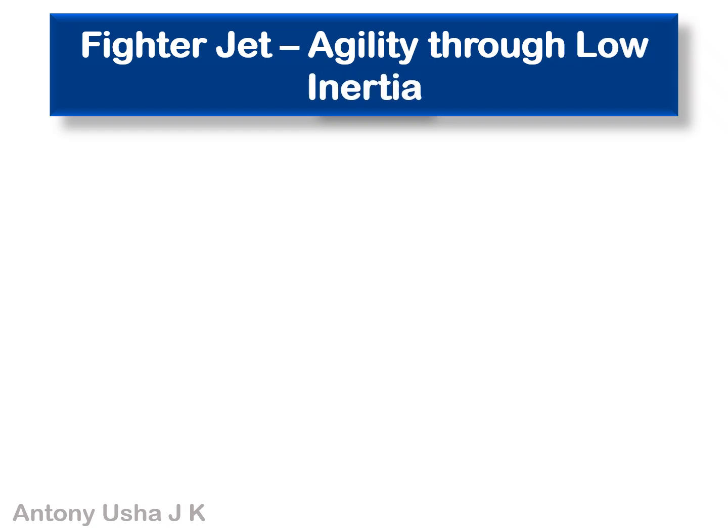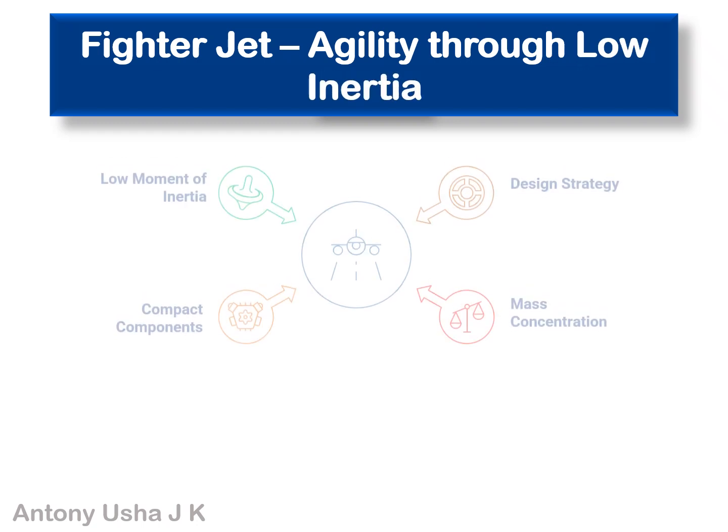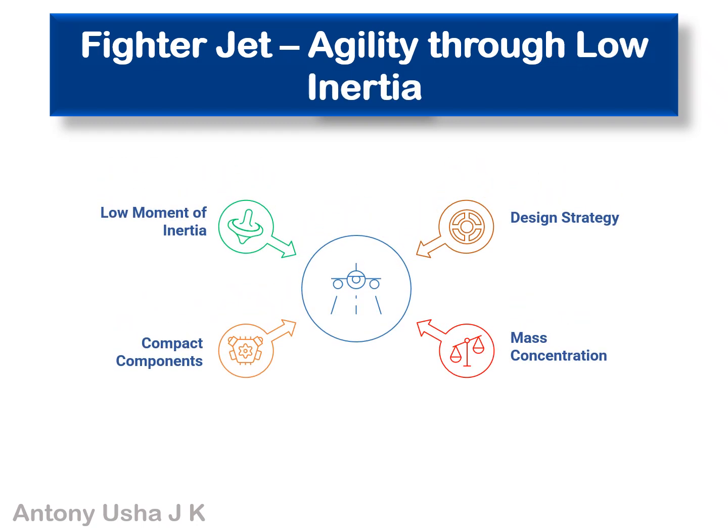Again, the same example, the fighter jet. Agility through low inertia. The factors which affect the agility through low inertia in fighter jets are low moment of inertia, compact components, design strategy, and mass concentration. These are the factors which need to be balanced, and instability conditions should be considered in the fighter jet.